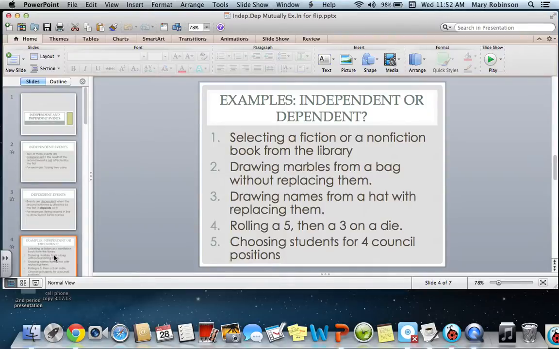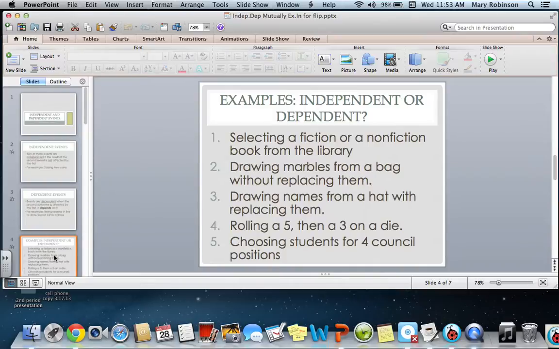Number 4, rolling a 5, then a 3 on a die is independent. Each roll produces an equally likely chance of rolling a number. Rolling a 5 first has nothing to do with the results of the next roll.